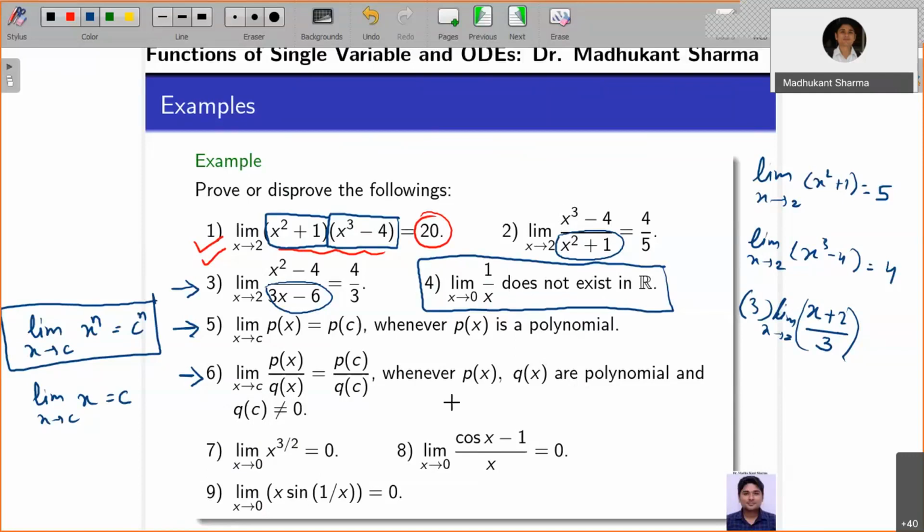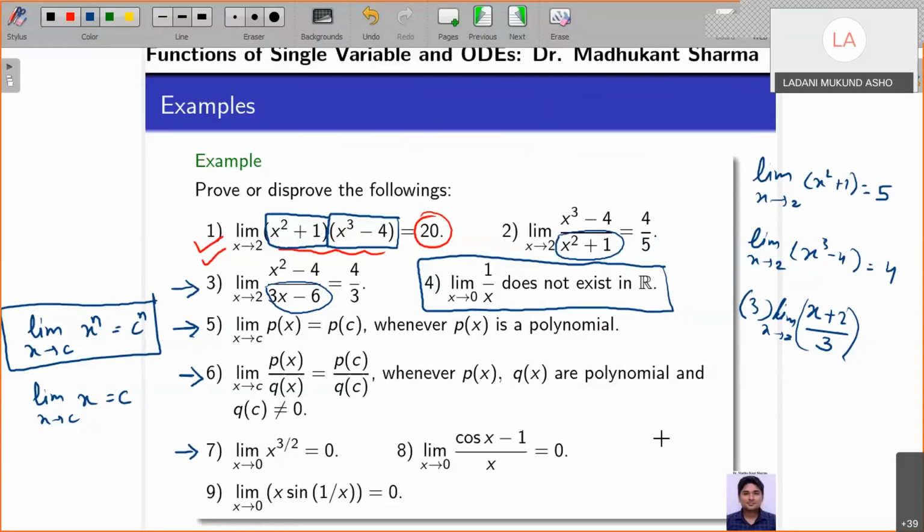Right. Now look at the seventh problem: the limit as x tends to 0 of x to the power 3 by 2 equals 0. So far we have worked with integer powers. What about x to the power 3 by 2? Can you apply the squeeze theorem? You can certainly go with epsilon delta. That is not a problem. It is very simple to follow the epsilon delta definition: for a given epsilon, there exists so and so.